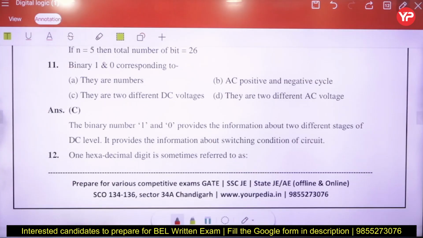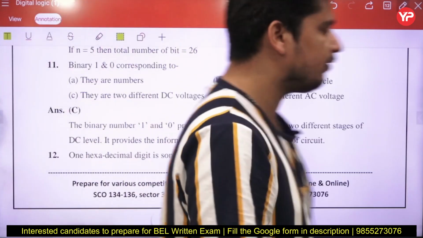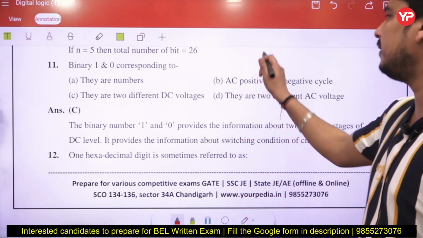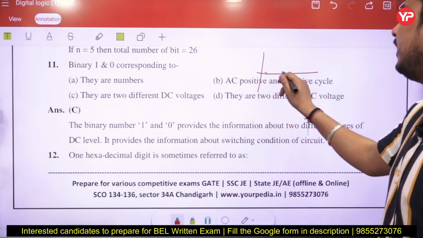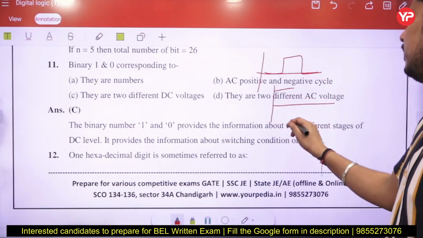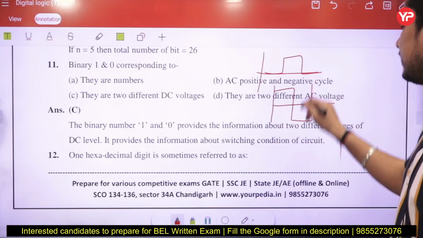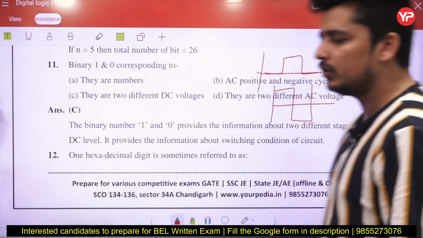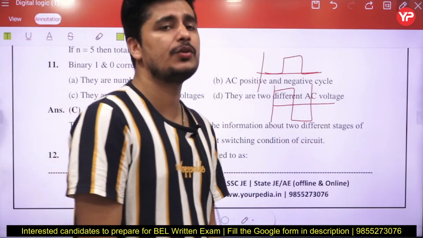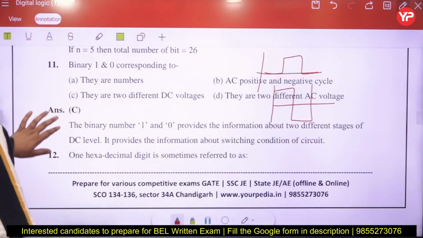Binary 0 and 1 correspond to what? Binary 1 and 0, provided that different stages are DC levels. These are the DC levels. It provides the information about the switching condition of the circuit. So these are the two different DC levels. Sometimes 0 will be represented by 0 volt and 1 by 5 volt, or in some coding we will represent 0 as minus 5 volt and 1 as 5 volt. So we use two different DC levels to represent either 0 or 1. So the answer will be C.